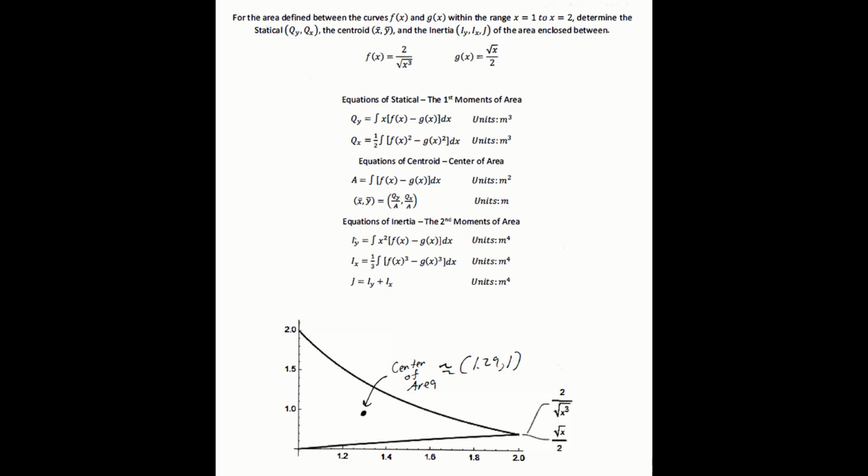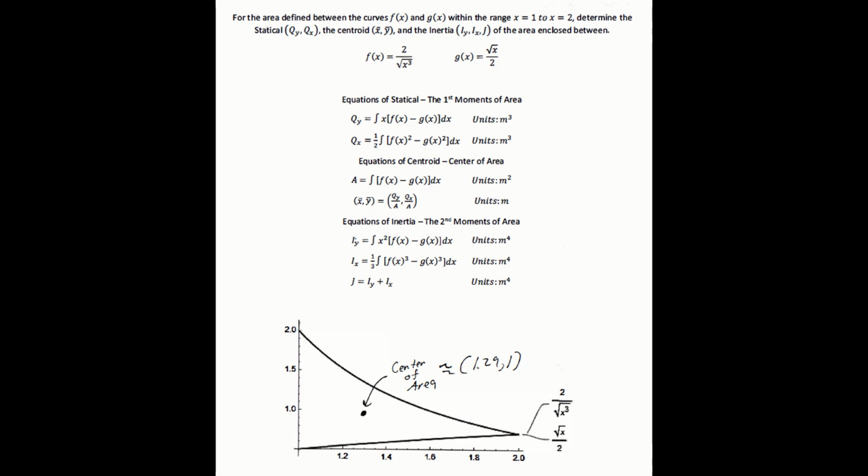For defining our problem, for the area defined between the curves f of x and g of x within the range x equals 1 to 2, determine the statical, the centroid, and the inertia of the area enclosed between. Our top function f of x is going to be 2 over the cubed root of x, or x raised to the 1/3, and then our bottom function, g of x, will be the square root of x, all of that divided by 2. So 1/2 times the square root of x.